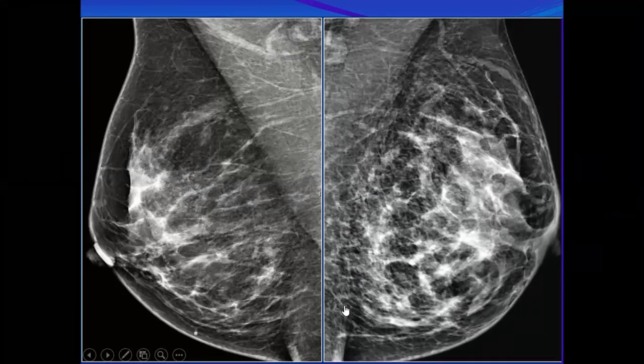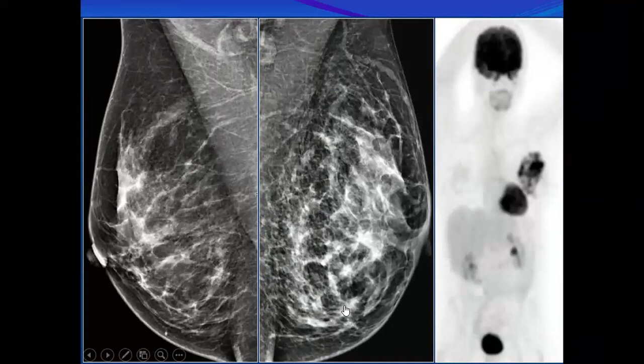So what is next? In this case, it will be ultrasound. I haven't seen a specific area to target by magnification view, so I'll go for ultrasound, and if ultrasound doesn't show abnormality, I will go for MRI.